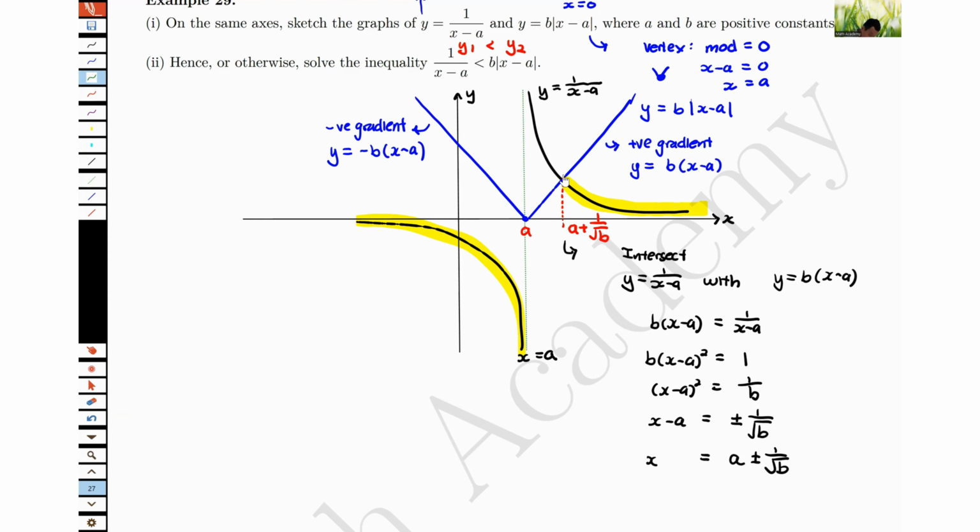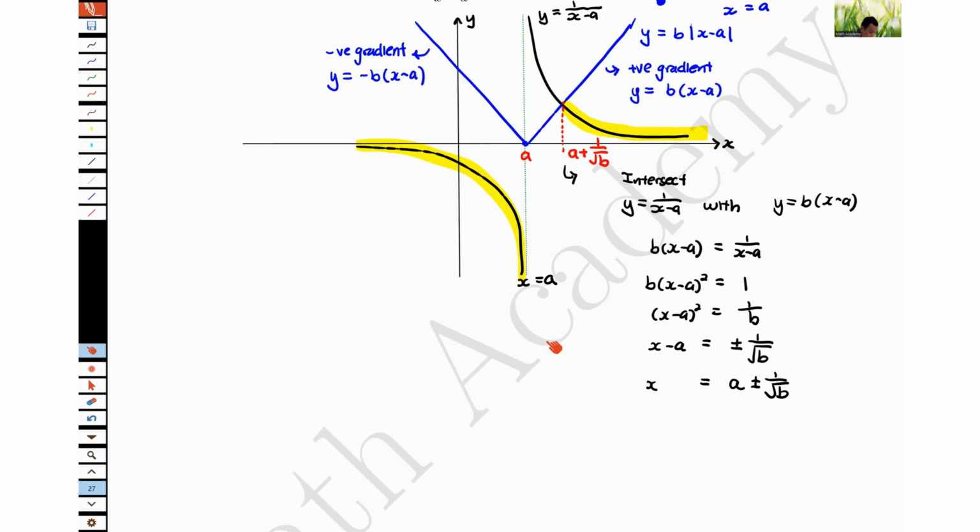Once I fill it in there, I can now code the inequality. Let's put in a final answer. By looking for the yellow colored regions, your yellow colored regions will be x less than a or x more than a plus 1 over root b. Those are the two yellow colored regions for their x values.